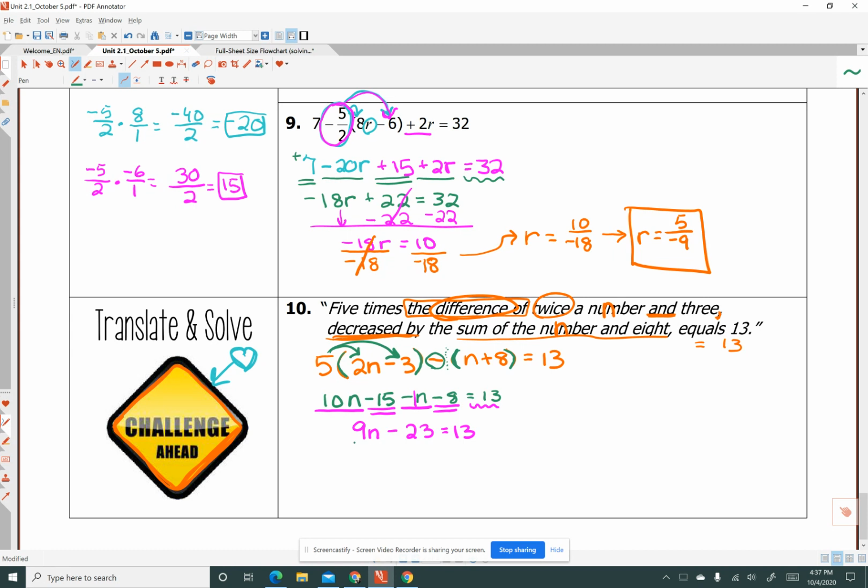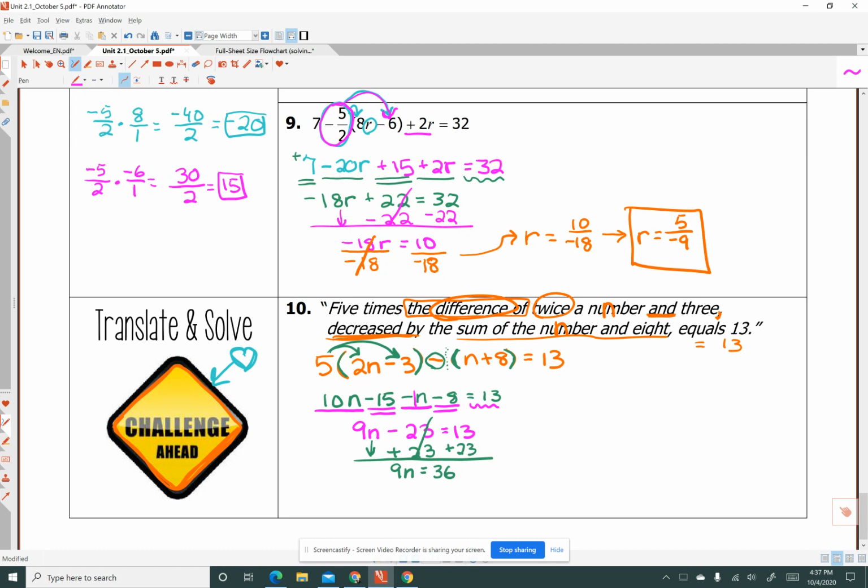So I'm going to save this 9n, and I'm going to move this negative 23 to the other side of the equation by using the inverse property of addition. Whatever I do to one side of an equation or inequality, I do to the other side. Negative 23 plus 23 equals 0. And I'm left with 9n equals 13 plus 23 is 36.